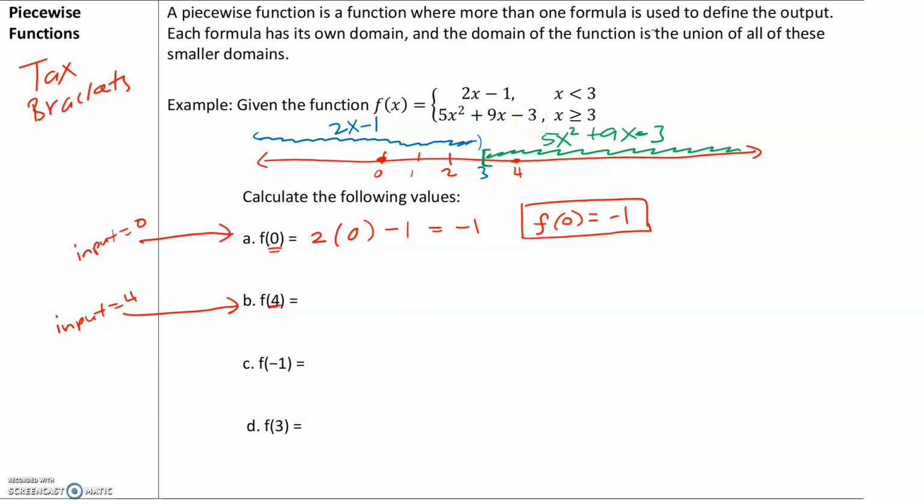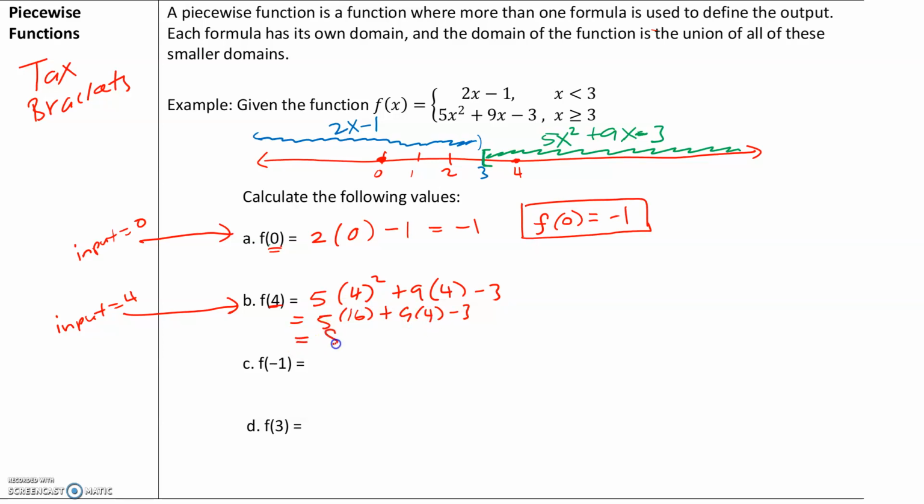And if you set up the number line, we can see that it's in the green section, for which we're going to use 5x squared plus 9x minus 3 to evaluate the output. So we have f of 4 equals 5 times x squared, which is 4 squared, plus 9 times x, which is once again 4, minus 3. So each of the x's are being replaced with the input, which is 4. In the order of operations, we would first evaluate the exponent, which 4 squared is 16. So we have 5 times 16 plus 9 times 4 minus 3.